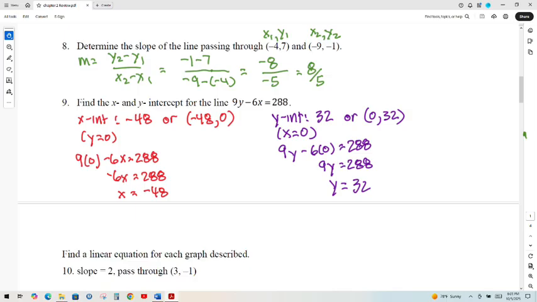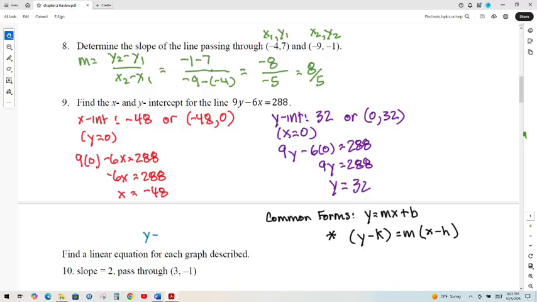So now remember, the most common forms for doing this would be y equals mx plus b, or y minus k equals m times x minus h. Now I prefer the y minus k equals m times x minus h, because it's the least amount of work. So for example, number 10, I would be pretty much done with this problem, and all I have to do is fill in the information. So I have y minus the negative 1 equals 2 times x minus 3. Double negative makes it a positive 1, so y plus 1 equals 2 times x minus 3, and I'm done. I'd put that on my answer, and I'd be done with that problem.